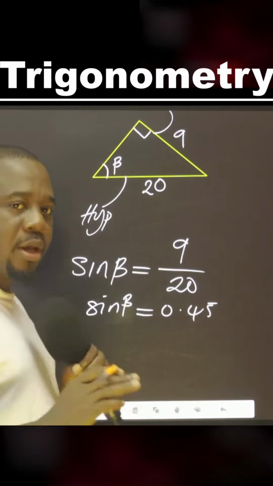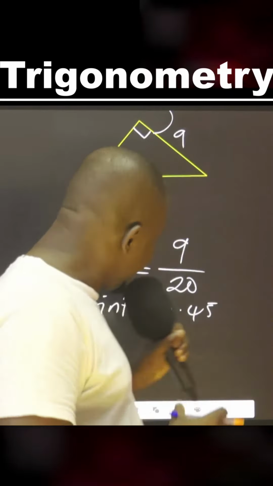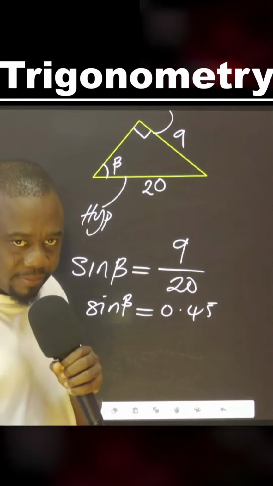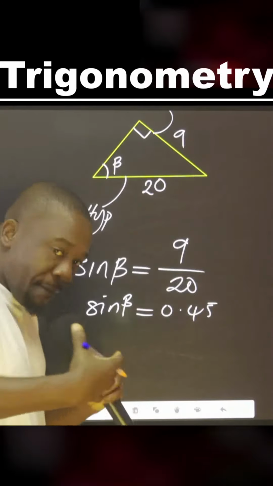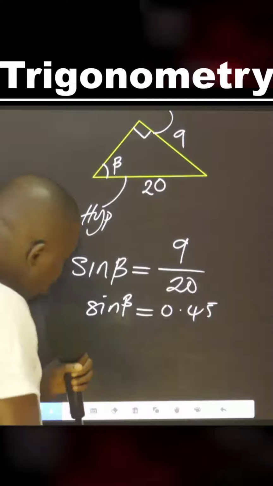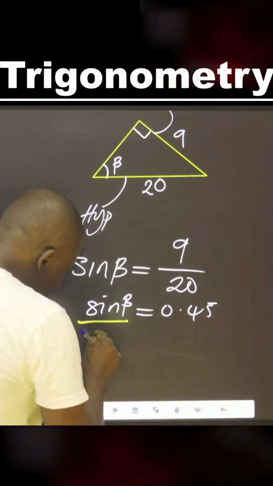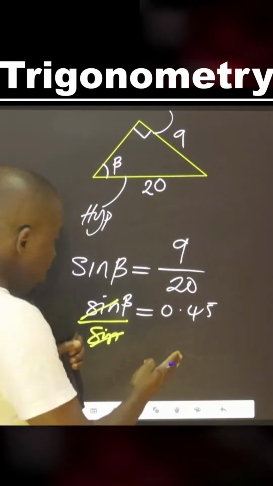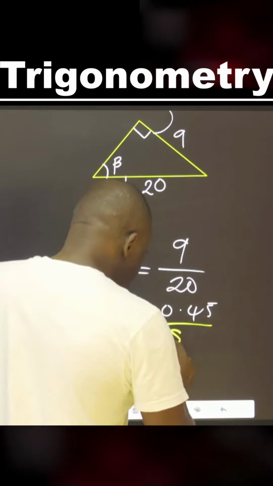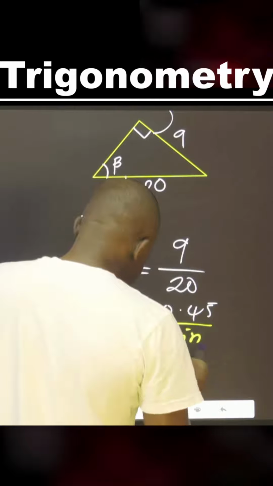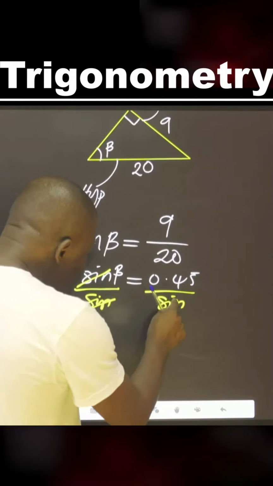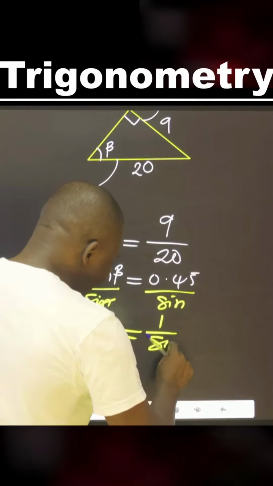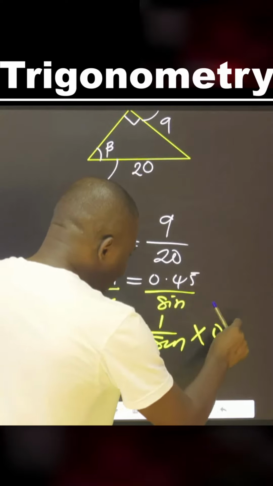Now, I want to show you how to find beta because as you can see, beta and sine are together. So beta wants to remain alone, but sine is here. So we need to remove sine by saying divide by sine on this side so that sine can go. Because you divide this side by sine, you have to also divide this other side by sine. So what is the meaning of this now? This can also be expressed as 1/sine multiplied by 0.45.